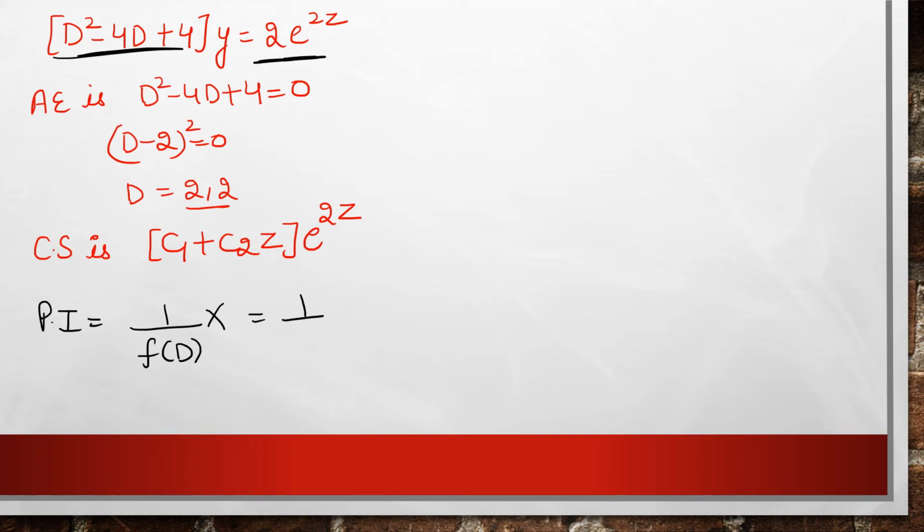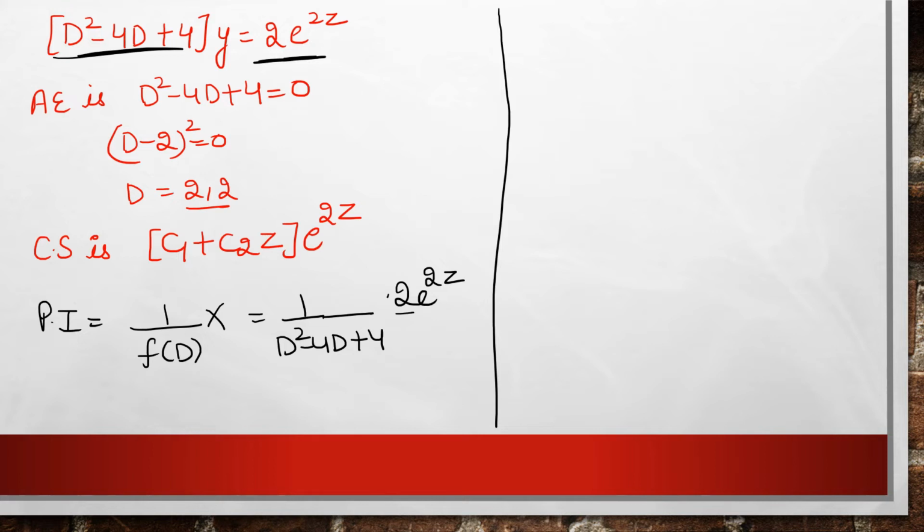So what we'll get? 1 over (D square minus 4D plus 4) times 2 e power 2z. Now this 2 is a constant, so we can just shift it to the left hand side. If you are not aware of the particular integral and complementary solution, you can check the previous videos. I'll put the link in the description box. Alright, so now here we get this.